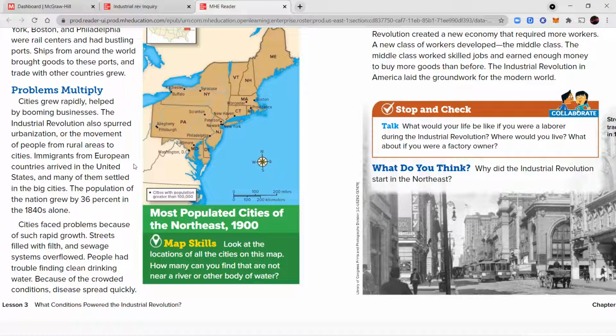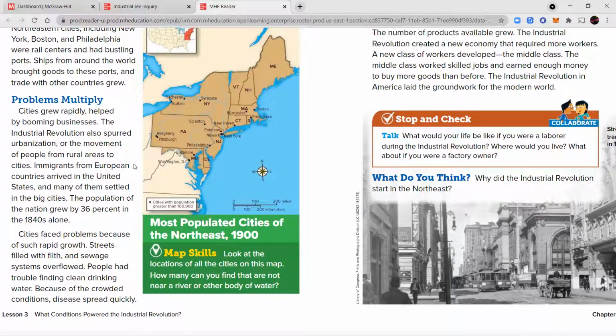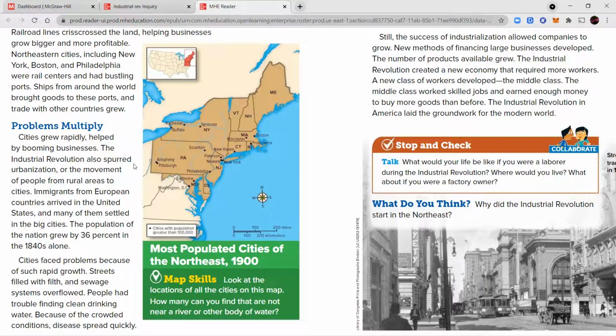Streets filled with filth and sewage systems overflowed. People had trouble finding clean drinking water. Because of the crowded conditions, disease spread quickly. So unfortunately, with a lot of the good that came with the Industrial Revolution, there was a good amount of bad that came with it as well.